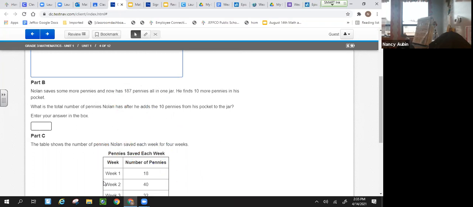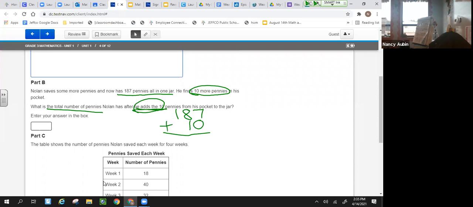What am I gonna do on my board? Lucas, how do I know how many he has? If he has 187 in one jar, and he finds 10 more, what is the total number he has after, and it even tells you what to do, after he adds the 10 pennies? 187 plus 10, go ahead and do it. Hold up your answer when you have it.